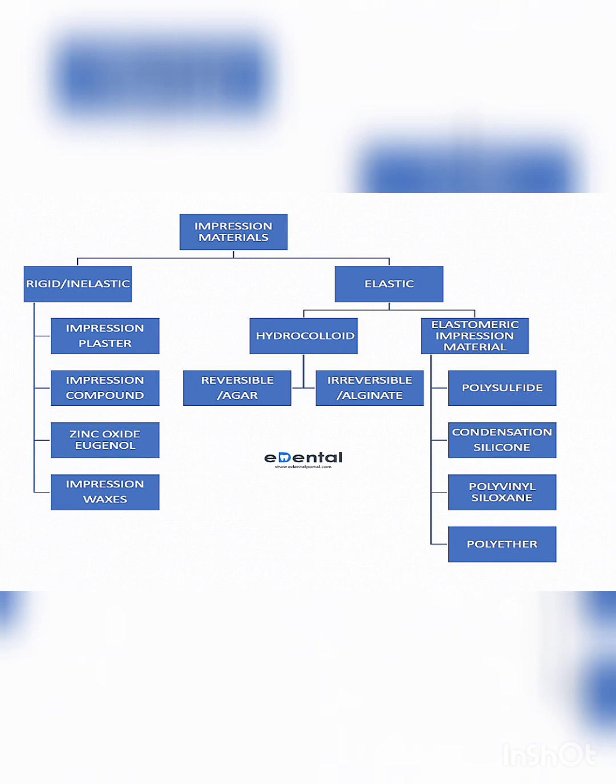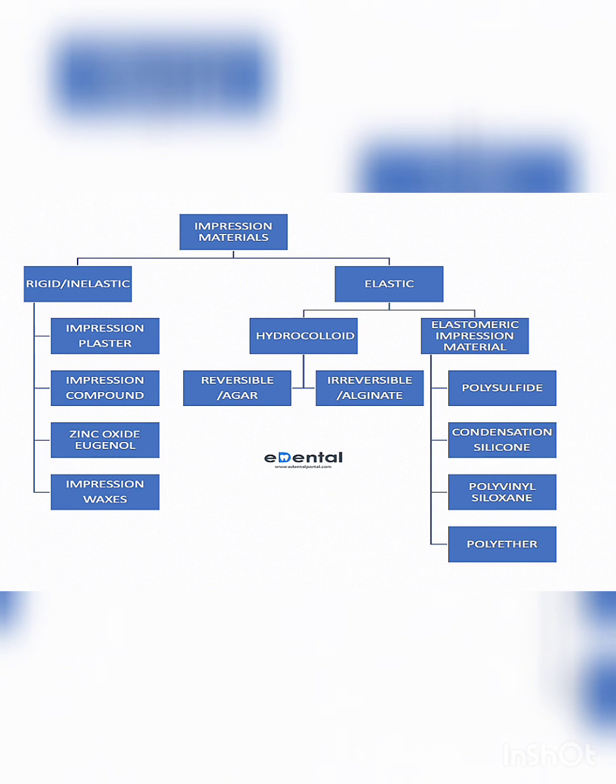But in elastic there are hydrocolloids and there are elastomeric impression materials. In hydrocolloids we have agar and we have alginate. Agar is reversible, because reversible means a reaction happens and after that it is again getting converted to the original structure. But why is alginate called irreversible? Because once you mix the alginate powder and you get a thick paste of it, it cannot convert back to the original alginate powder again. So that's why it is irreversible.